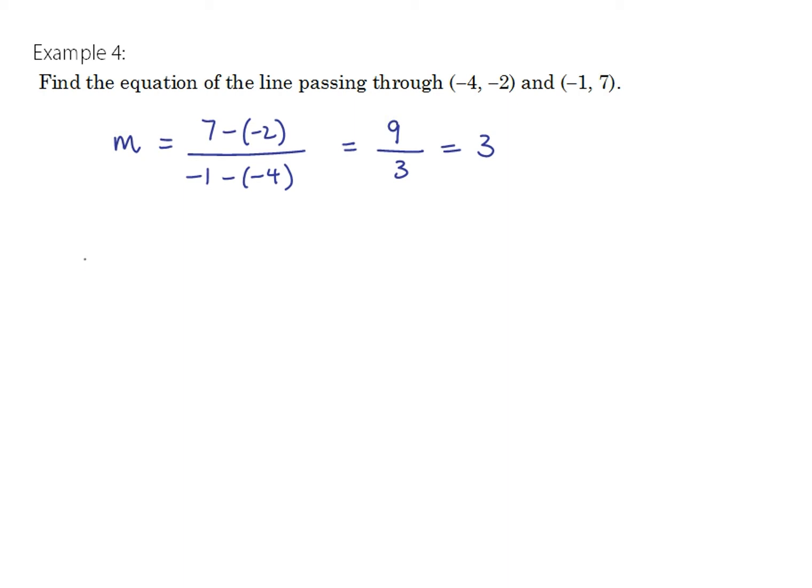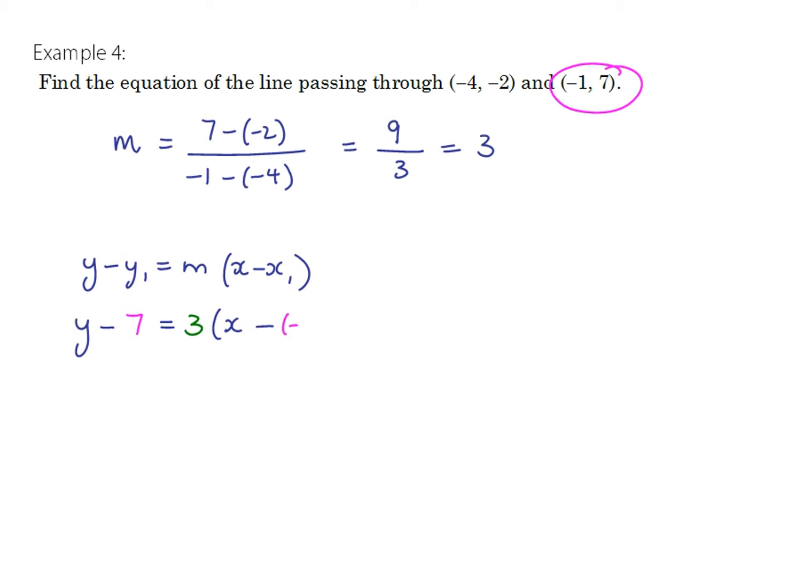So I'm going to use y minus y1 equals m(x minus x1). So it's y minus the y coordinate of my point. Now I can use either point. I'm going to go with this point in this particular case, but it wouldn't matter which one I used, I'd get the same result. So y minus 7 is equal to my gradient, which is 3, multiplied by x minus the x coordinate of that same point, which is -1.